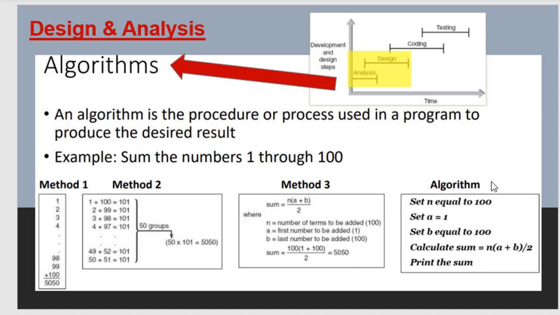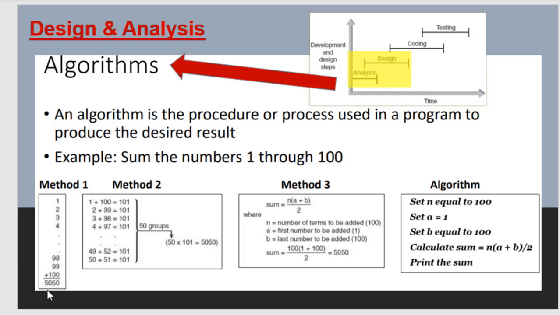So here is an example problem. We're going to sum the numbers 1 through 100. So just 1 plus 2 plus 3 all the way up to 100. So method 1, the simplest way to do that, is just to have a column of numbers and add them all together.